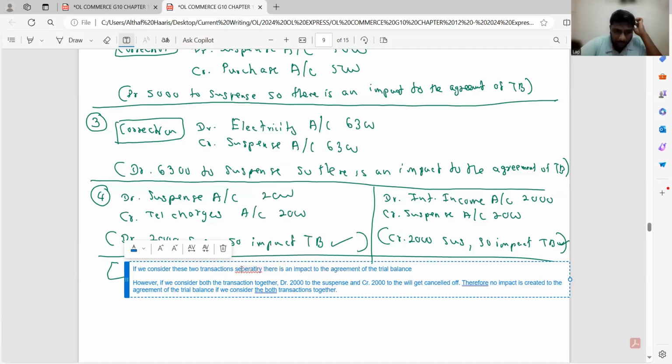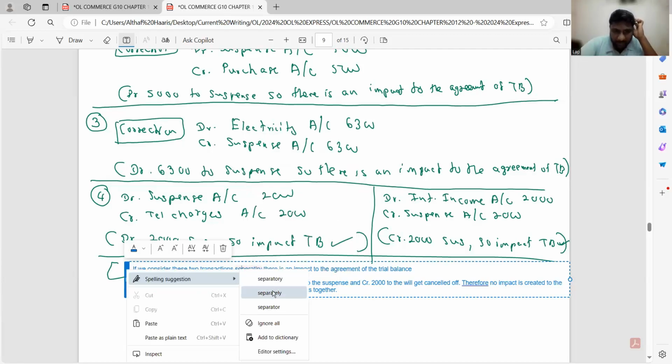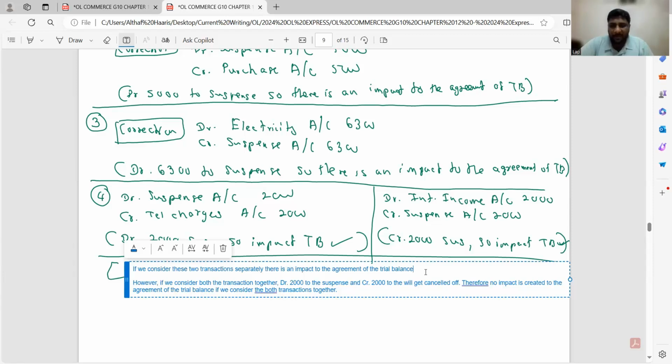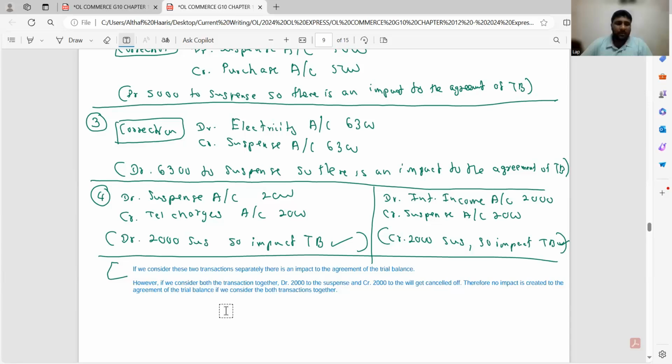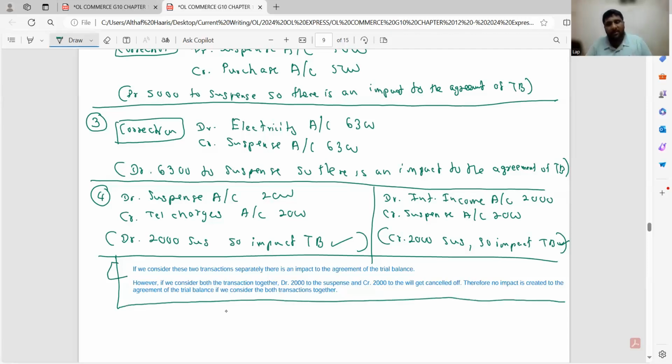So you write this note first, people, then read it and see. Write this note first, then read it. And see whether you are getting the meaning properly or not.